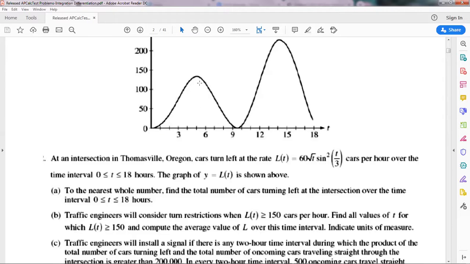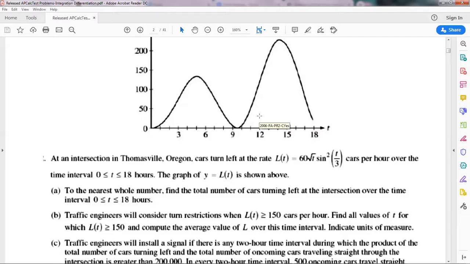At 5 hours, you have a max. So 5 hours after you begin this experiment, the rate of change has a maximum. Then the rate of change decreases and becomes practically 0 at 9.5. Then it increases after noon, at pretty much 14 hours after you begin the counting, and then the rate decreases. So you know there are hours that the traffic is more than other hours, right? So it's pretty much what the function shows here.